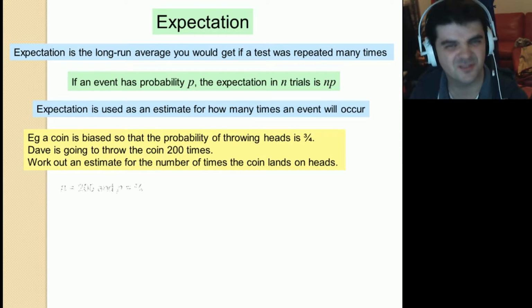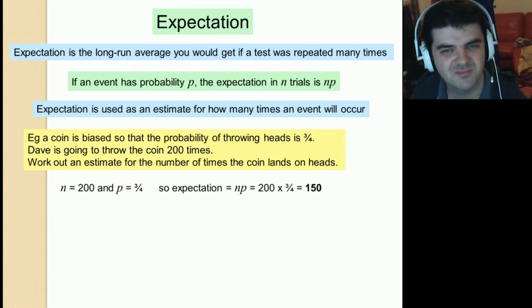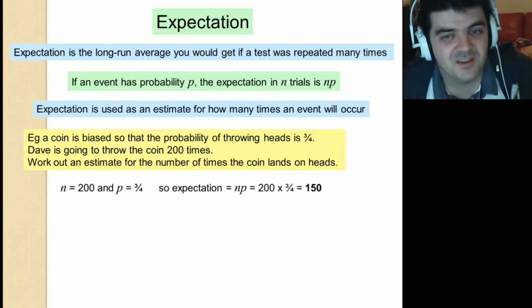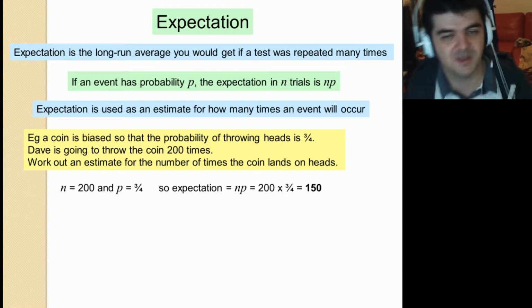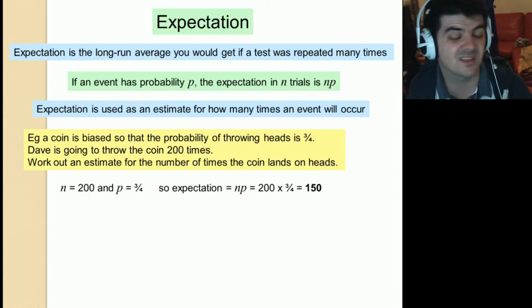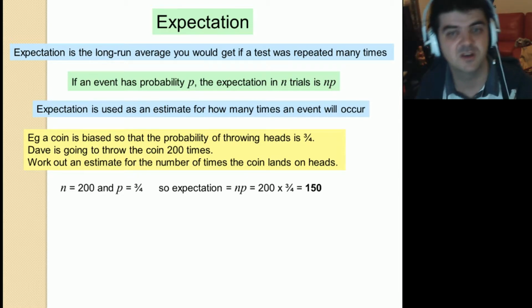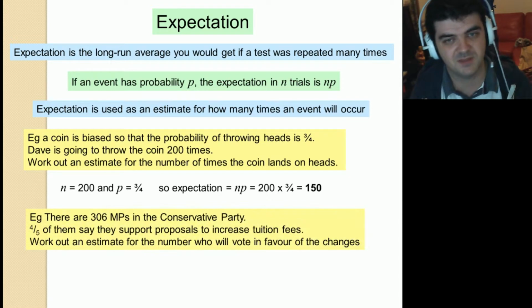Work out an estimate for the number of times the coin lands on heads. We're just going to do 3/4 times 200, which kind of makes an awful lot of sense, but you might miss that this idea is called expectation. So 3/4 of 200 is 150.